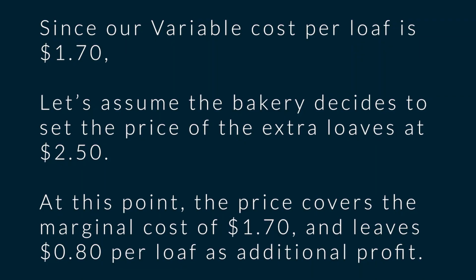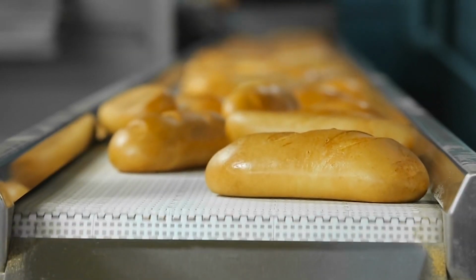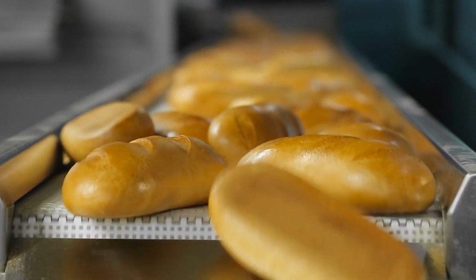So the only extra cost you're going to be incurring here is variable cost. Since our variable cost is 1.7, let's assume that the bakery decides to set the price of the extra loaves at 2.50. At this point, the price covers the marginal cost, which is 1.7, and leaves 0.8 per loaf as additional profit. That's the thing. So the first loaves, we are selling them at a totally different price. In fact, the first loaves, you're selling them at $4. Let's assume that's a thing, because the question will be, how much are we selling them for? So the first 100, those ones go for $4.